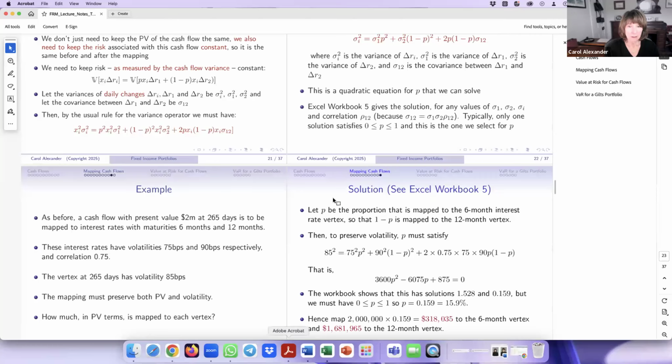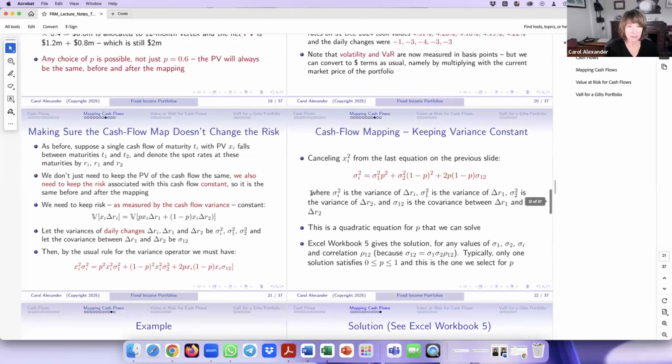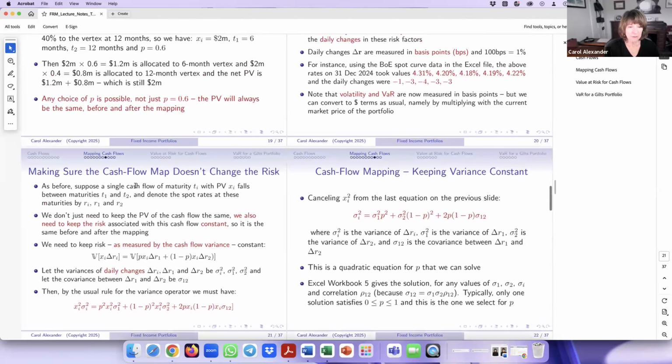In this video, we're going to go through cash flow mapping, keeping the variance constant. So I'll get the lecture notes, share my screen. And we are here, making sure the cash flow map doesn't change risk.